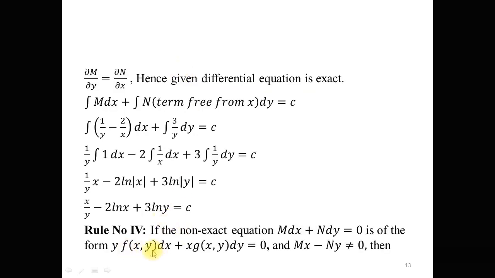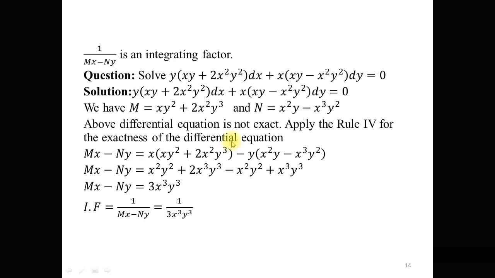Dear students, note that the coefficient of dx, the M function, will be a multiple of y, and the N function also will be a multiple of x. This is called rule number 4, and if Mx minus Ny does not equal 0, then we can find the integrating factor by 1 over Mx minus Ny.